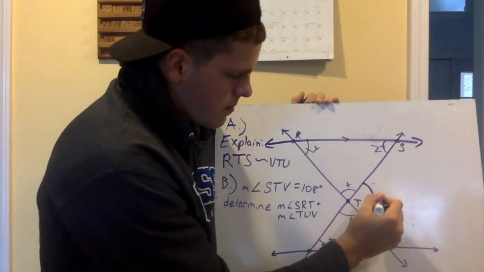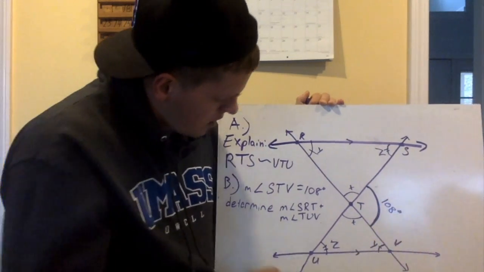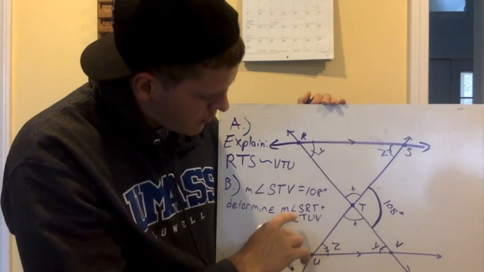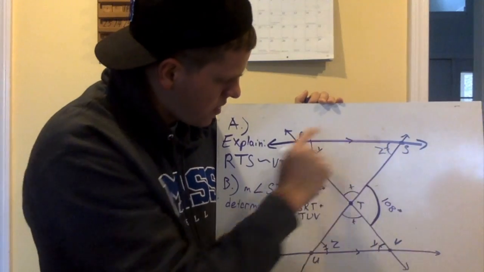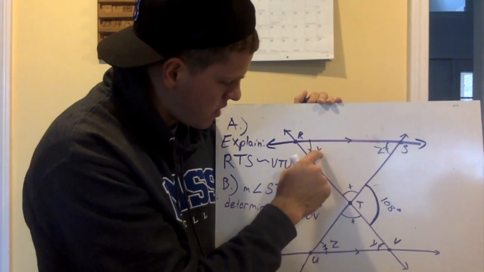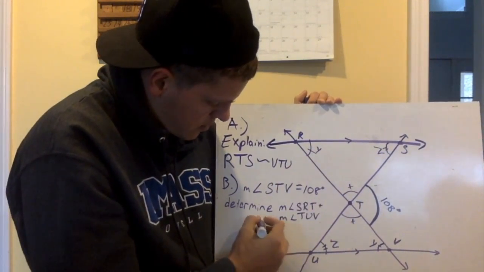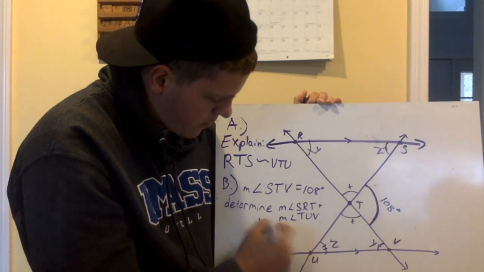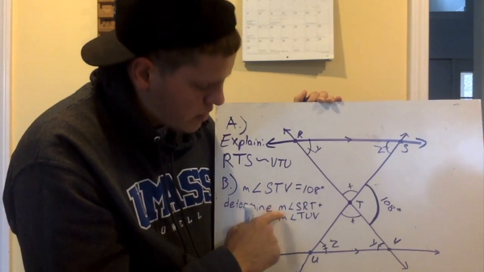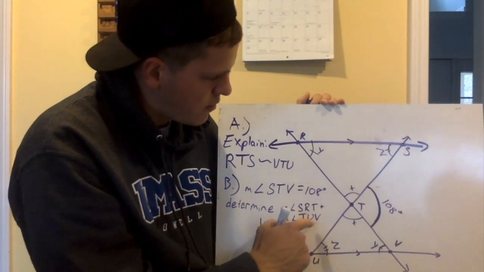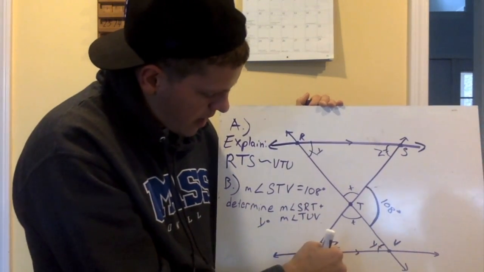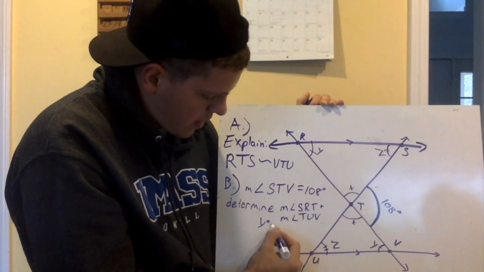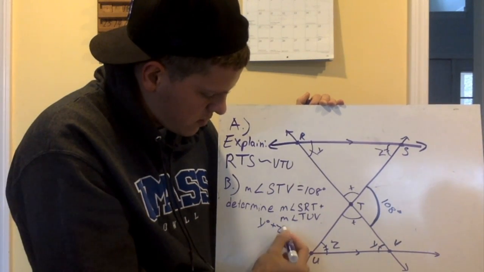Part B says the measure of angle STV equals 108. Determine the measure of SRT plus TUV. So it's talking about Y. So I'm going to say angle Y. Angle SRT plus TUV, so it's talking about angle Z over here. So angle Y plus angle Z.